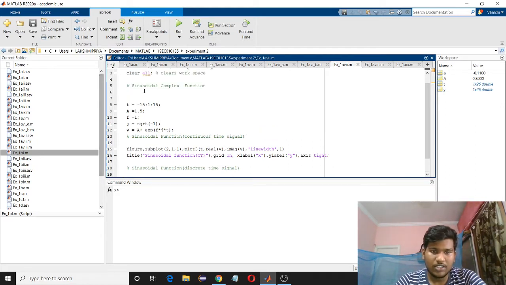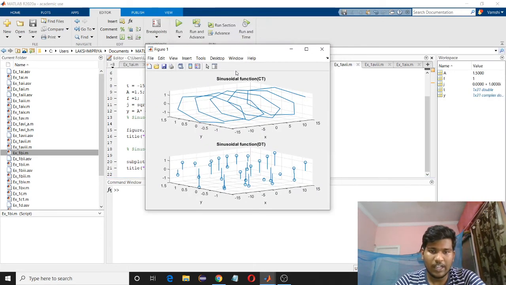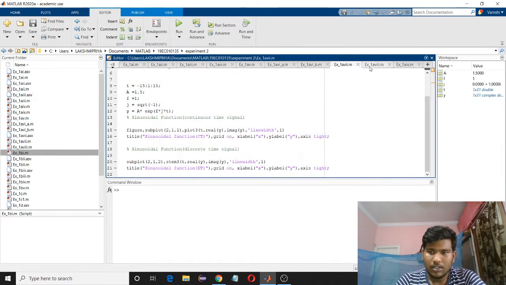Next we are plotting the sinusoidal function in complex form y equal to A into e power jt, where A is the amplitude. So this is the output that we are getting. Note that this is a 3D graph. This is in continuous time signal and this is in discrete time signal.